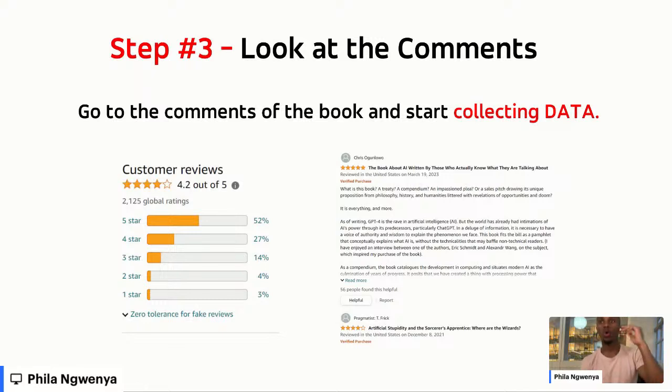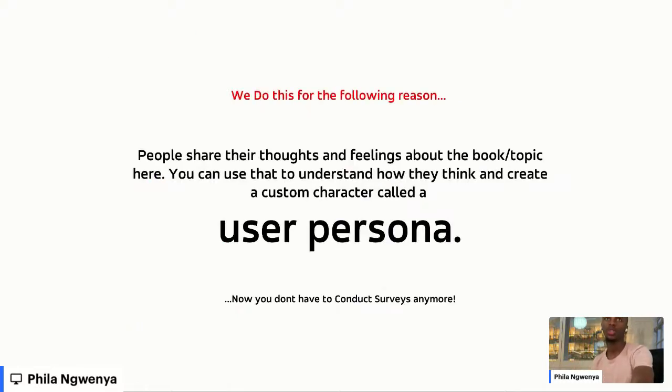But you must also go back to the 1 star and see what people don't like, what people are complaining about, what is the exact thing that made someone give the book a 1 star instead of a 5 or a 3 or a 2 or 4. That one thing that made them so angry that they had to give it a bad review. So as I'm saying, the reason we do this is that people come here to share their thoughts and feelings about the book slash topic, and you can use all the data that people are sharing to understand how they think.